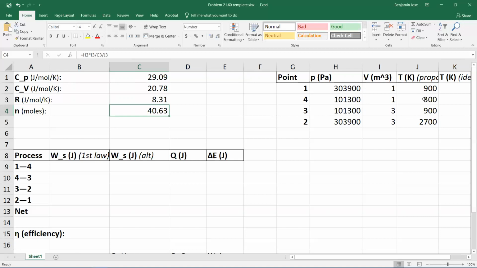See how many moles this is? One of the other problems we did was way less than 1 mole. Now we're talking about 40 moles. This is a lot more gas. We should expect a lot more output work. We're talking maybe thousands of joules, tens of thousands of joules.